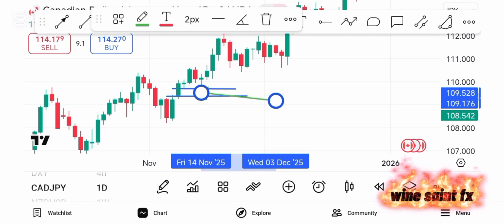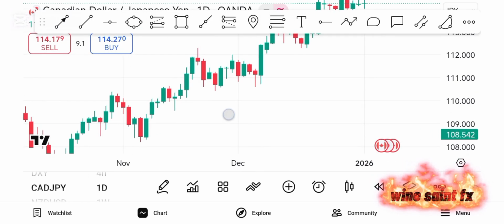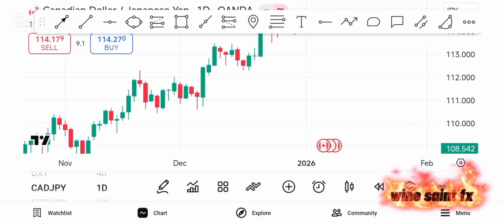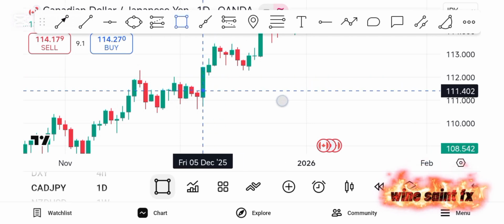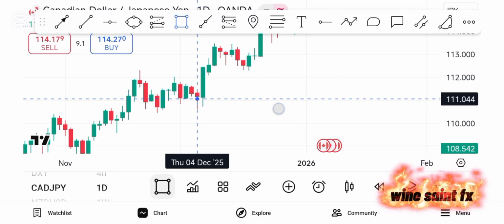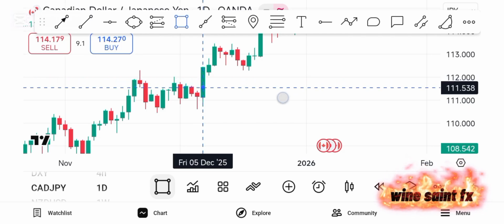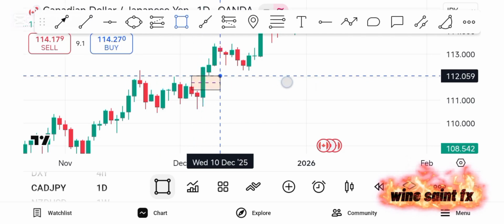Okay, wacha tuone another example. I hope you understand what I'm saying. Right now sitakuwafunza how to trade them, but let me show you how to find them. You can count this candle, 1, 2, 3. You can see there is a gap there in between. You see, there's that gap.